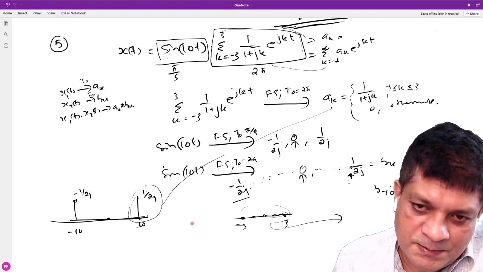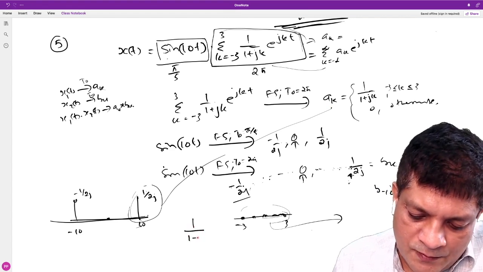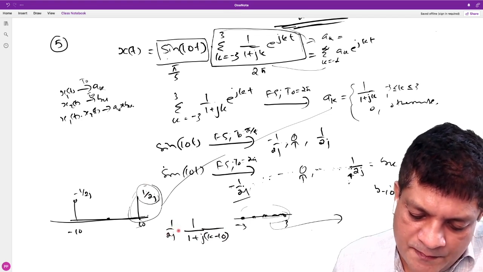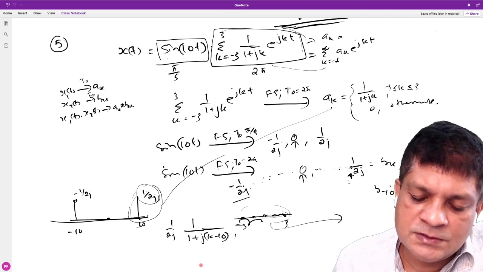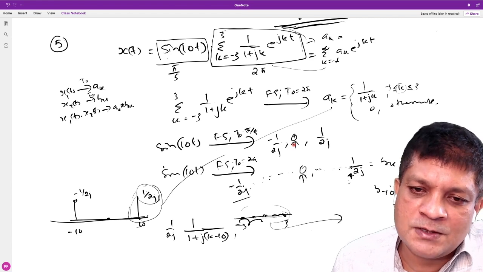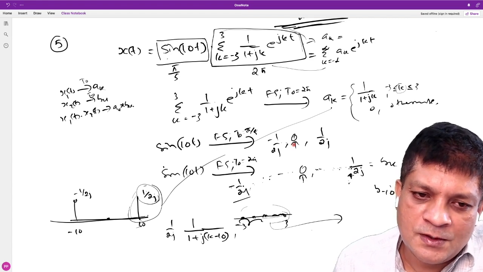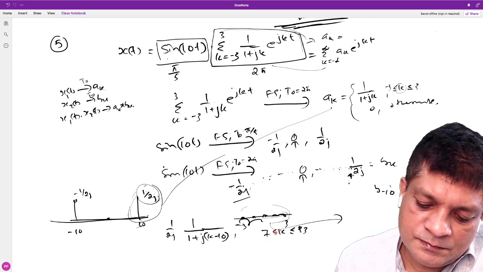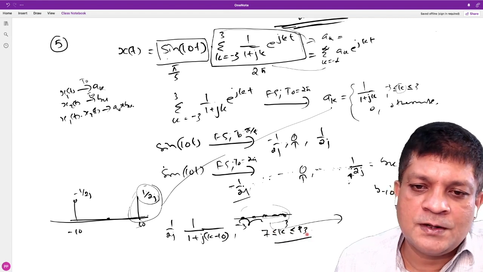So the expression is 1 upon 1 plus j(k minus 10), and there is a scaling factor 1 by 2j. And in which interval is this non-zero? You have to replace this k also with k minus 10. You have to right shift. In which interval? 7 to 13. It is non-zero from 7 to 13.